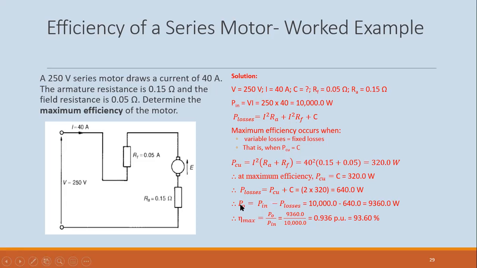Now, P out would be equal to P in minus losses. So that's 10,000 minus 640. So it's 9,360. And efficiency then is P out over P in. And that is 93.6%. All right. Any questions on this?